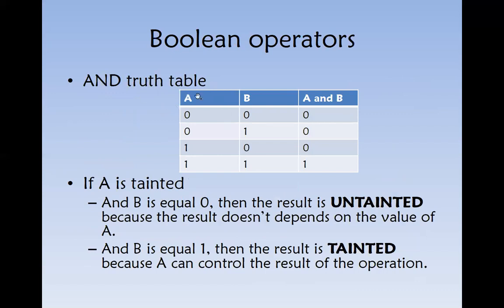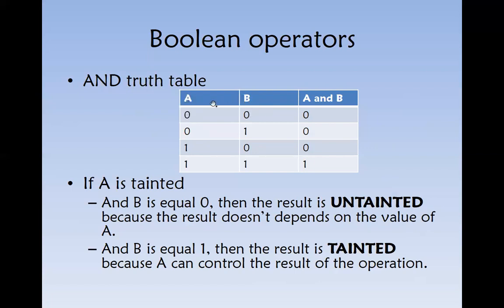So let's take the AND truth table, right? So if A is tainted, then essentially what happens is that if A and B are both 0, then the result is untainted because the result here does not depend upon the value of A. So here I'm actually talking about the values of two Boolean variables. I'm not talking about the taint values. I'm actually talking about the actual values of two Booleans.